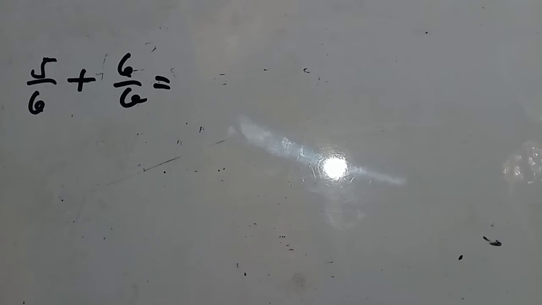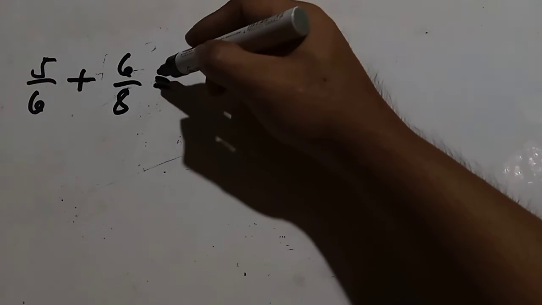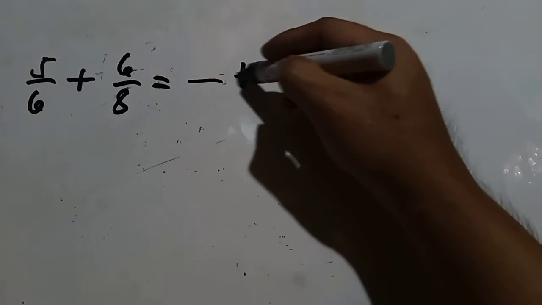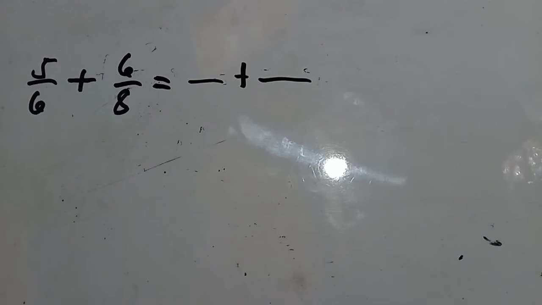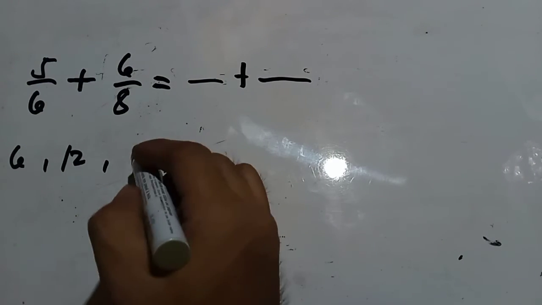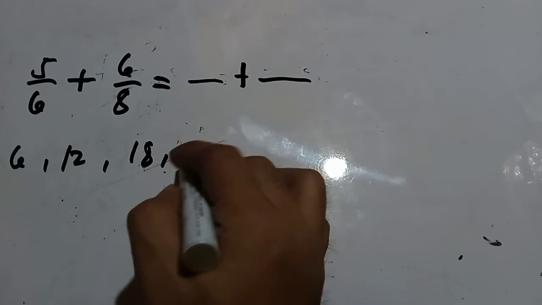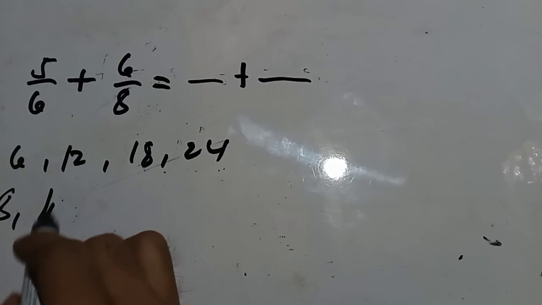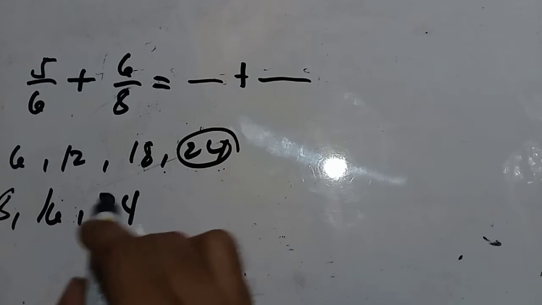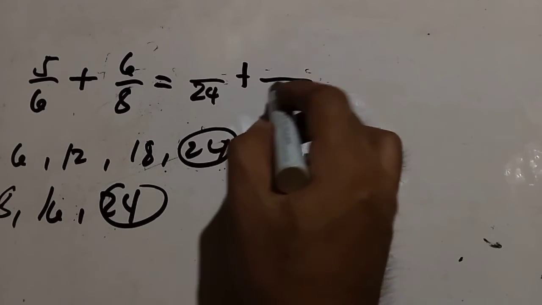5 over 6 plus 5 over 8. So, we have ang ating LCD. Ano ang ating least common denominator sa dalawa? So, we have 6, 12, 18, 24. So, 8, 16, 24. So, we have 24. So, ilagay natin dito sa denominator.